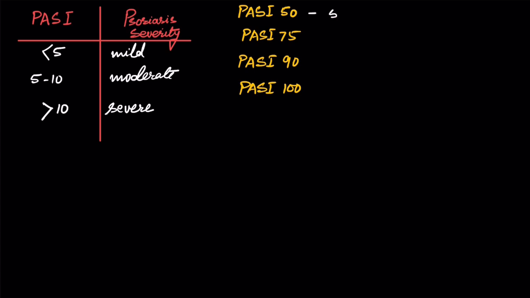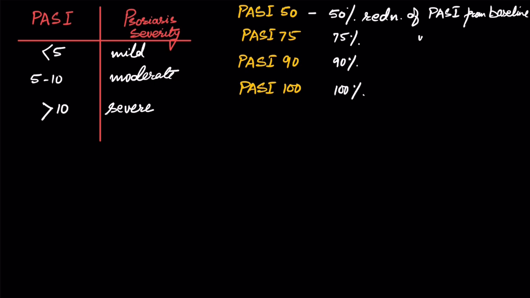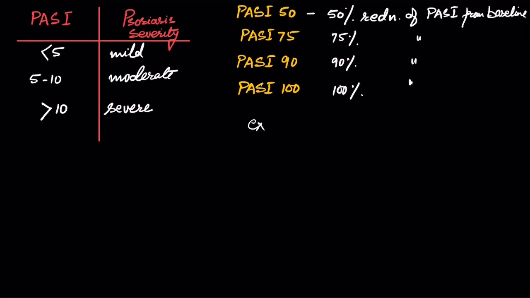PASI 50 means 50% reduction of PASI from the baseline due to whatever treatment you have given. Similarly, PASI 75 is 75% reduction, PASI 90 is 90% reduction, and PASI 100 is 100% reduction. That is, the psoriasis has been completely cleared off.